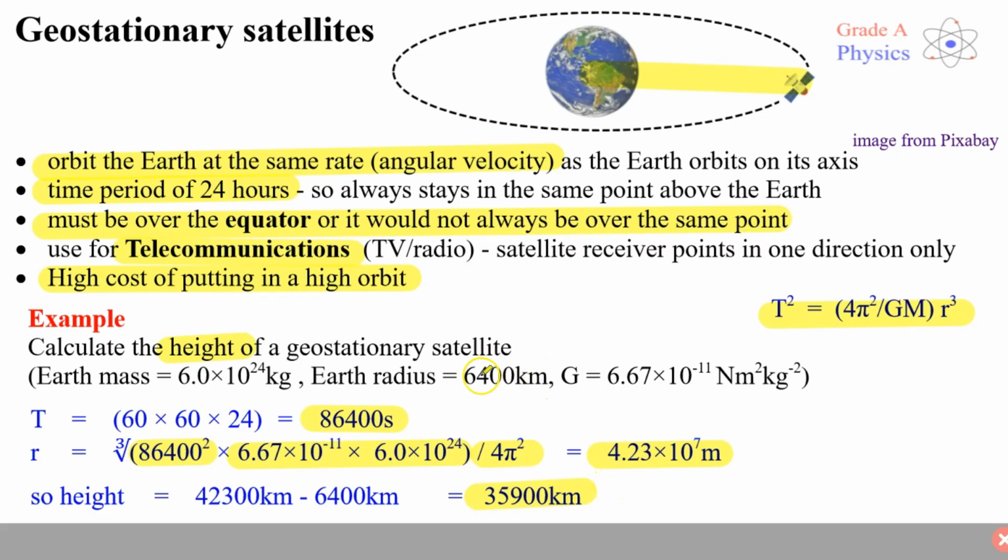So if we compare that to the Earth's radius, it's approximately 6 times the value of the Earth's radius. That is quite a large or quite a high orbit, which is why it's quite expensive to get the satellite into this position and maintain its position.